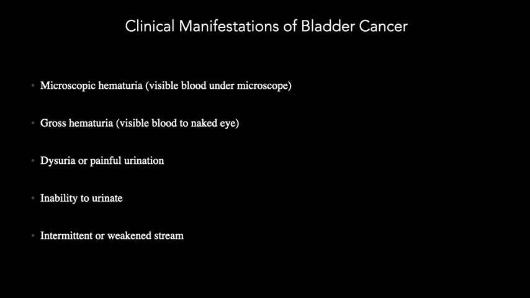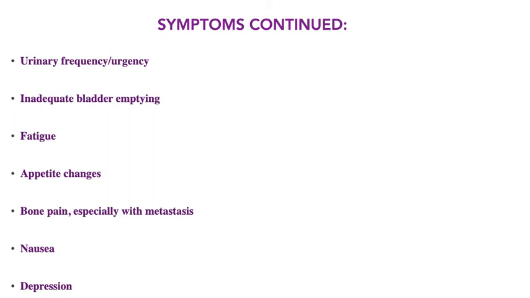So some of the symptoms or clinical manifestations of bladder cancer, the more common one is microscopic hematuria, which basically means blood in the urine that is only visible under a microscope. There is gross hematuria, which is blood that is visible to the naked eye. Dysuria, or painful urination. The inability to urinate, which can cause somebody to be in retention. Intermittent or weakened stream. Urinary frequency or urinary urgency. Inadequate bladder emptying. Fatigue. Appetite changes. Bone pain, especially with metastasis, nausea, and depression.